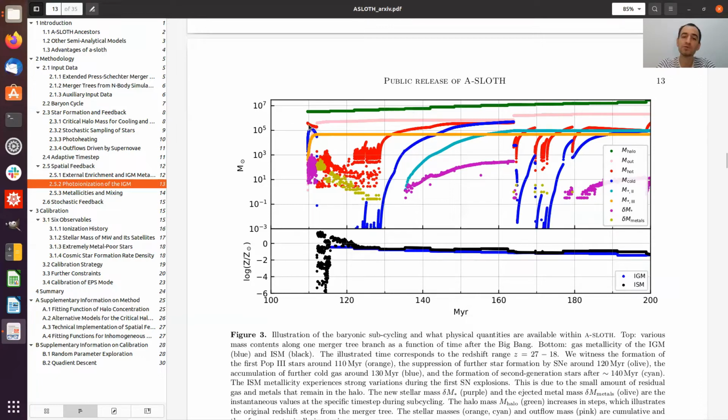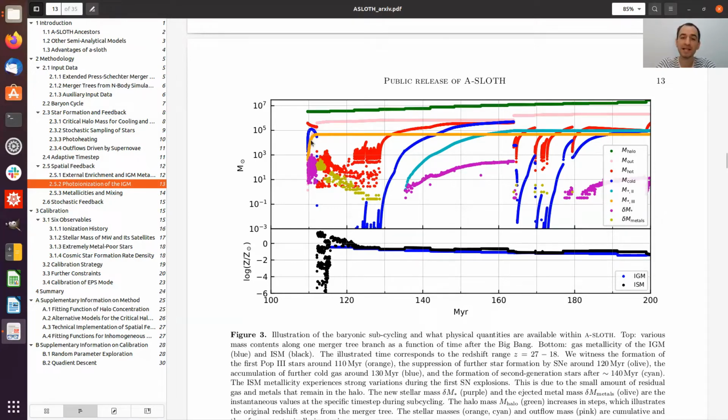And for example, we trace the hot gas and the cold gas, so here in red and blue, and then how stars form. Here pop3 stars in orange and pop2 stars in light blue. And you can see at the very beginning, there are no metals. The metallicity is minus infinity. And we only start with hot gas, the red one, which then slowly cools to cold gas, the blue gas, which then becomes gravitationally unstable and forms stars.